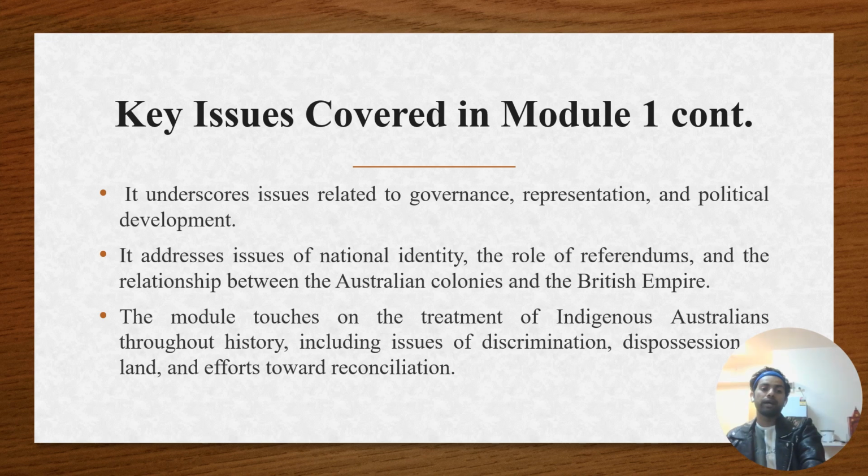So what is included in module first? It addresses issues of national identity, the role of referendums, and the relationship between the Australian colonies and the British Empire. There's a relationship between them, and it also touches on the treatment of Indigenous Australians throughout history, including issues of discrimination, dispossession, land, and effort towards reconciliation. So going to the next slide.